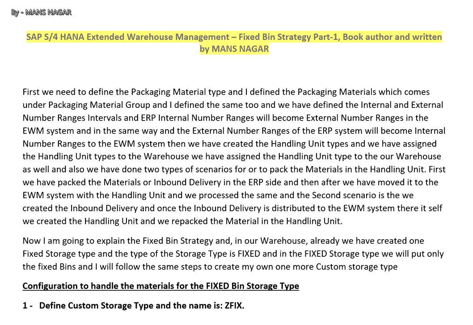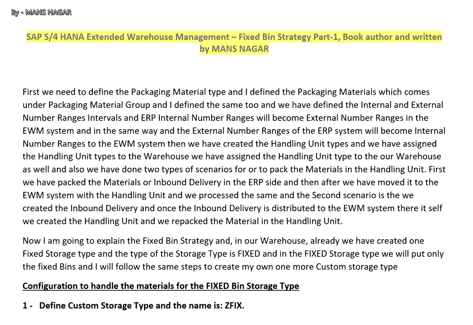So first we need to define the packaging material type. Inside the packaging material, we have the packaging material group. So we segregate like materials through the packaging material group. And in my system, I define the external number ranges and internal number ranges in the ERP. So here you can see I mention here. So we need to define the internal and external number ranges intervals.